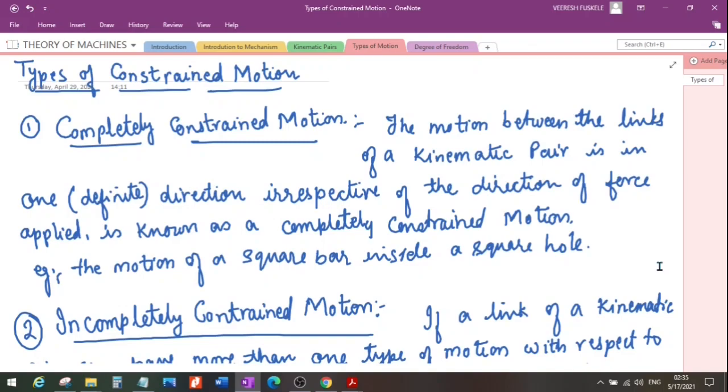So the relative motion between the links of a kinematic pair should be either completely constrained motion or successfully constrained motion, right? I hope you have understood this concept of constrained motion.